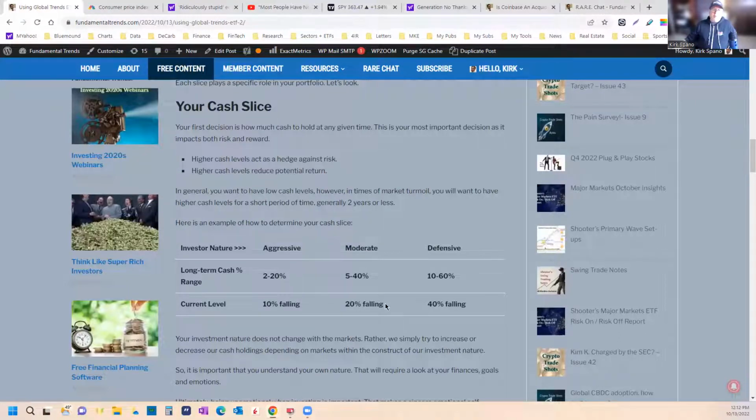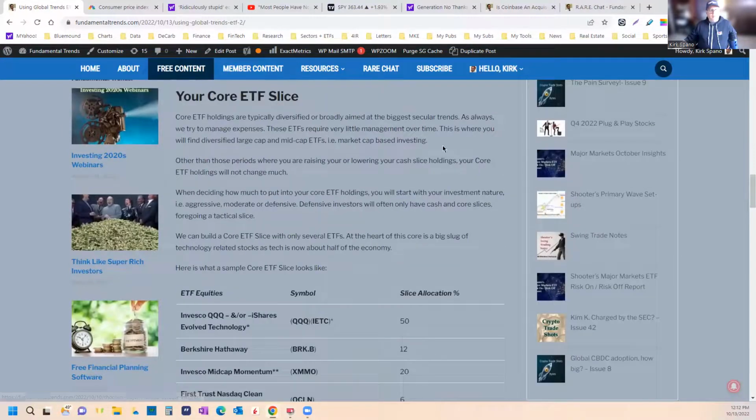Again, because we're buying in the fourth quarter, your cash should be falling very slowly. And then for the defensive investor, about 40% cash. Your core ETF slice, and this is for the ETF portfolio. Clearly, you can have stock slices too. Are your more static market cap based investments and broad theme investments.